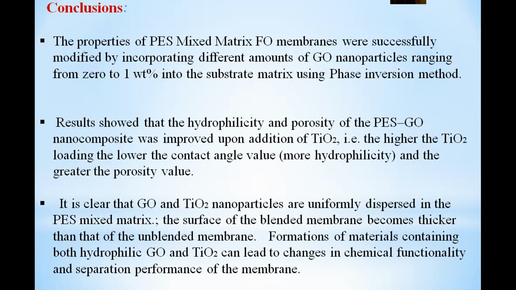It is clear that the graphene oxide and titanium dioxide nanoparticles are uniformly dispersed in the polyether sulfone matrix. The surface of the blended membrane becomes thicker than that of the unblended membrane. Formation of material containing both hydrophilic graphene oxide and titanium dioxide can lead to change in chemical functionality and separation performance of the membrane.